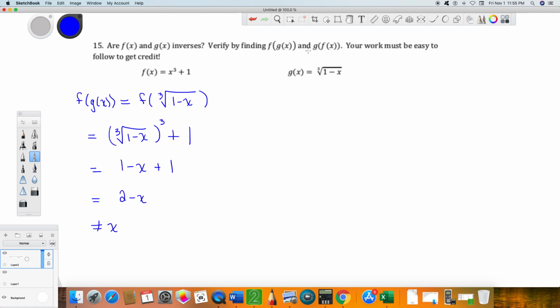Now, it does say to find the other. If all it was saying is, are they inverses of each other, we can answer that no. But it says verify by finding both f of g of x and g of f of x. So let's find the other one. But we know to anticipate that it's not going to be x. So this time we're going to take f and plug it into g.